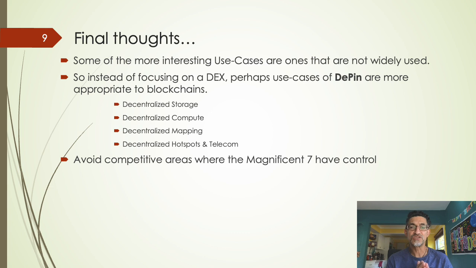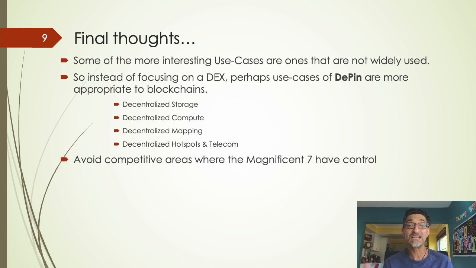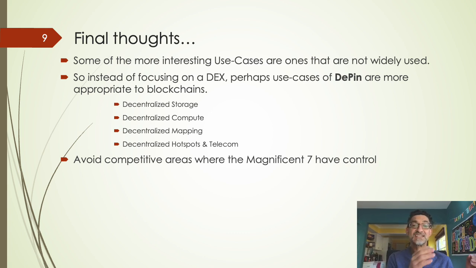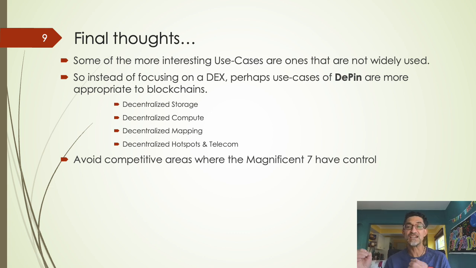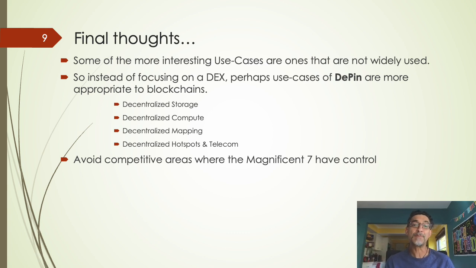Some of the more interesting use cases are ones that are not widely used. And instead of focusing on the ones that are competitive and widely used like DEXs, meaning decentralized exchanges, maybe you should focus on, and we should focus on together, DePIN, decentralized physical infrastructure. And this includes decentralized storage like Filecoin, decentralized compute, GPUs like Render, decentralized mapping like Hivemapper, which does have a coin, by the way. Render has a coin too, and so does Filecoin.